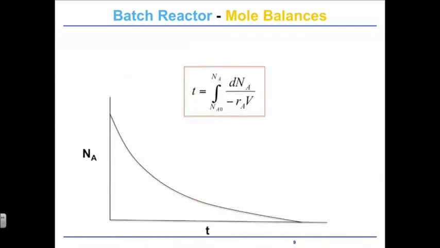Now, if we wanted to be able to solve for t, for time, we can integrate this and rearrange to get the following. The time necessary to reduce the moles of A from NA naught, the initial moles of A, to NA is the integral of dNA over minus RA times V. And on this conceptual graph, we can see as time progresses, the moles of A is going to decrease.